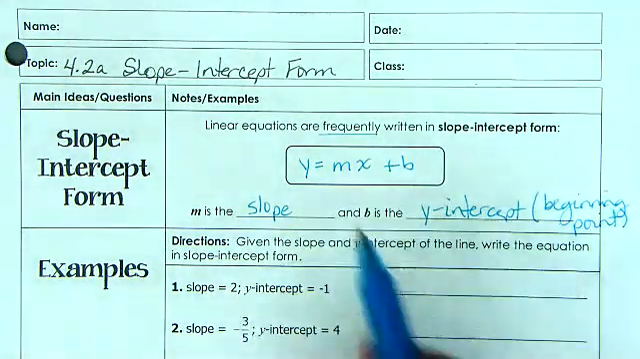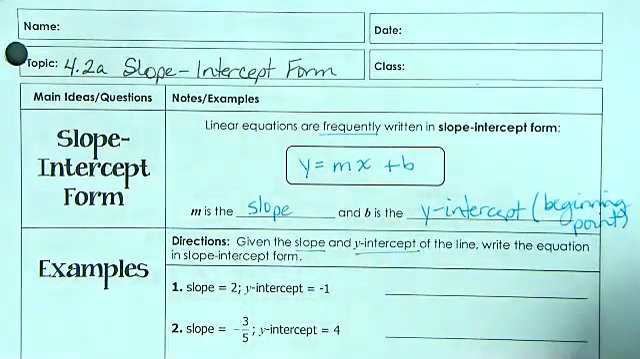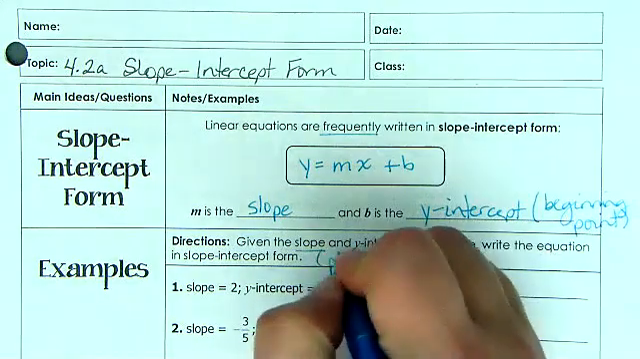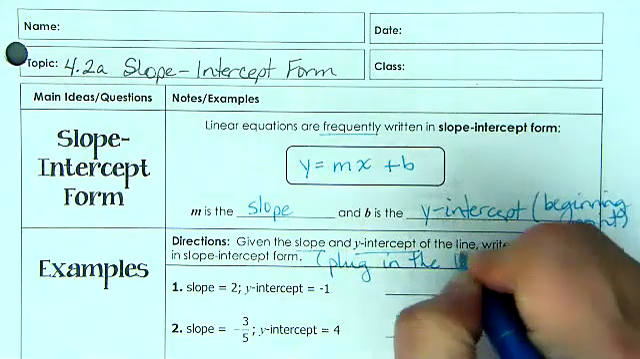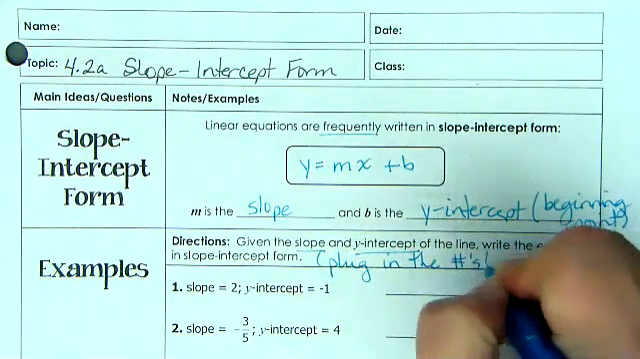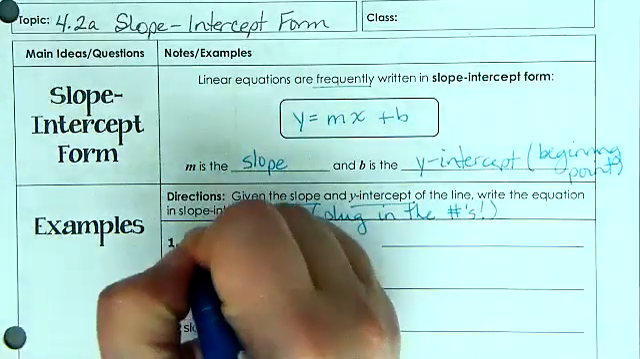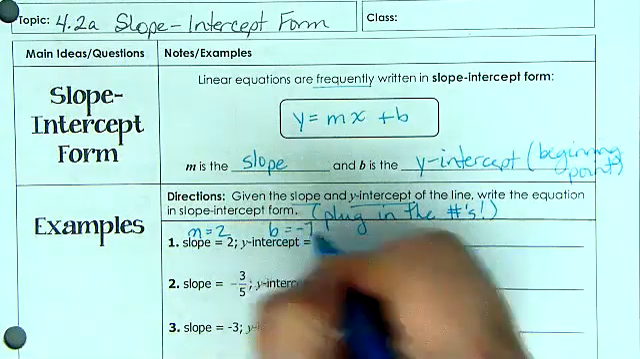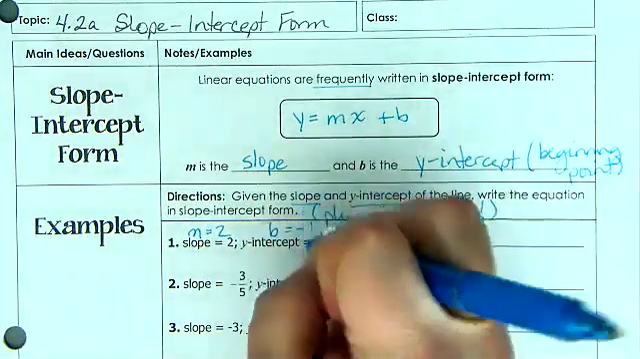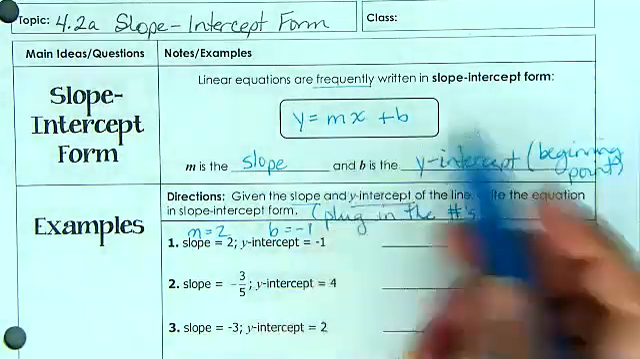All right, so when we're given the slope and the y-intercept, we want to write the equation in slope-intercept form. What that pretty much means is plug in the numbers where they belong. So it gives me the slope, that's m equals 2, and the y-intercept, that's b equals -1. And we plug it into our y equals mx plus b formula.